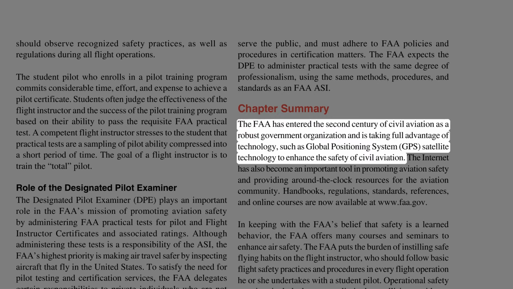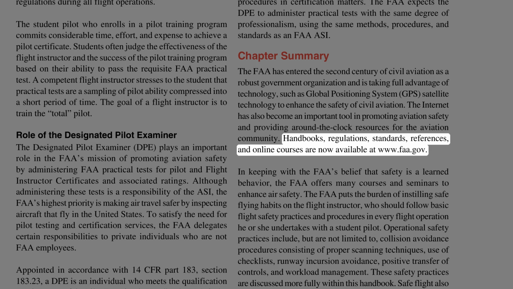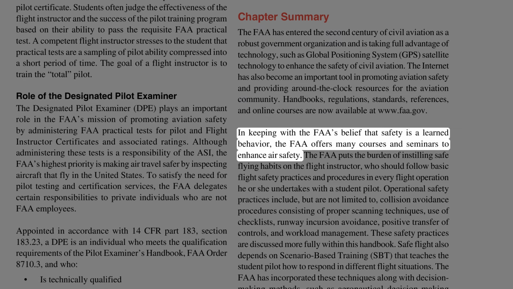Chapter Summary. The FAA has entered the second century of civil aviation as a robust government organization and is taking full advantage of technology, such as Global Positioning System (GPS) satellite technology, to enhance the safety of civil aviation. The Internet has also become an important tool in promoting aviation safety and providing around-the-clock resources for the aviation community. Handbooks, regulations, standards, references, and online courses are now available at www.faa.gov.